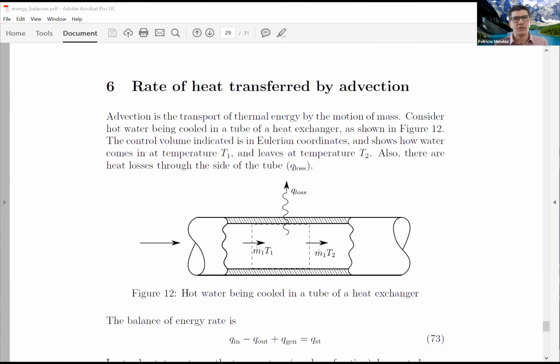Q in minus Q out plus Q generated equals Q stored. Now, because we're talking about rate, we're talking about small q's, those measured in watts. Trivial to some extent. But if we apply it to what would be one tube in a heat exchanger, interesting things come up. And we start the same way we always start, by doing a control volume and an energy balance.